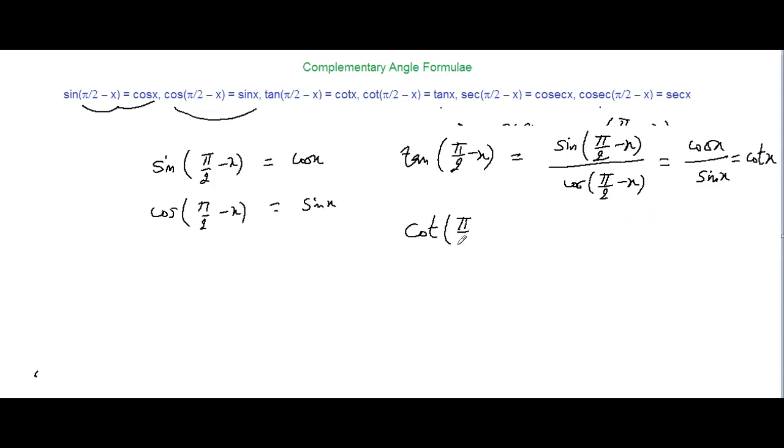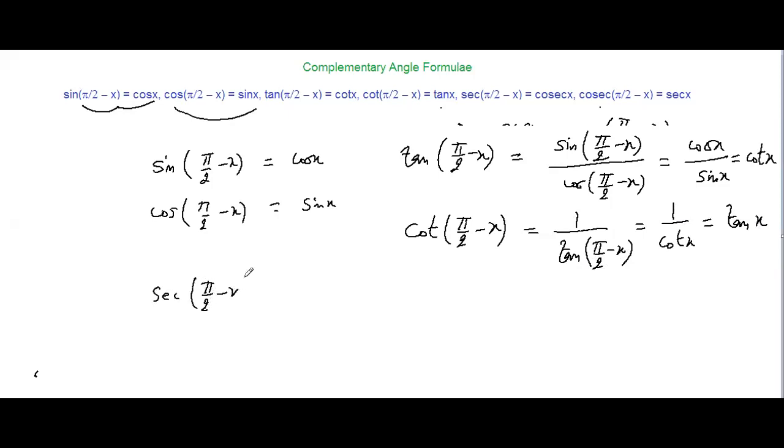Cot of pi by 2 minus x. We know cot of any angle is simply the reciprocal of the tan of that angle. And tan has just been proved equal to cot. So this is reciprocal of cot, which becomes tan. Secant of pi by 2 minus x, reciprocal of cos of that very angle. Cos has changed to sine, so this becomes reciprocal of sine x, which is simply cosec x.